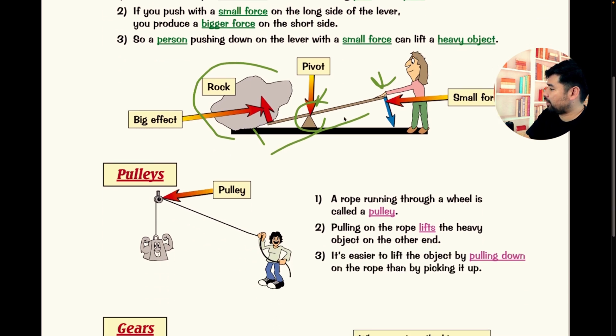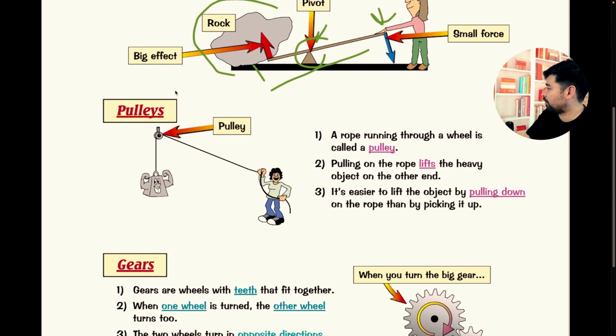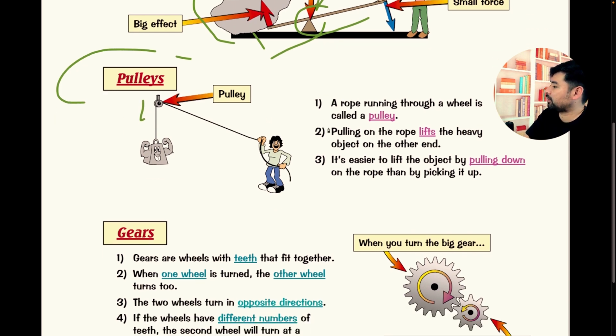And going down here a little bit more, we have the second part, which is the pulleys, the system that I showed you the picture of before, right? So we have this one here. So let's read. What is the info that we have? Number one, a rope running through a wheel is called a pulley.